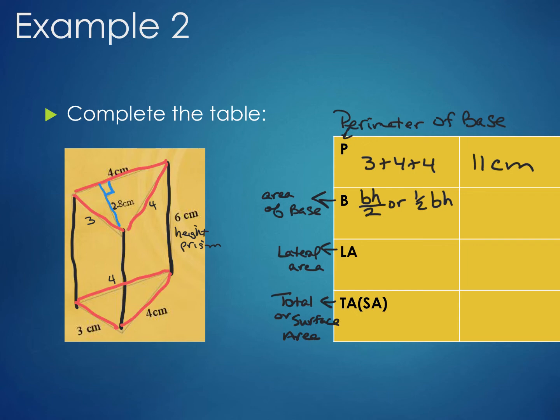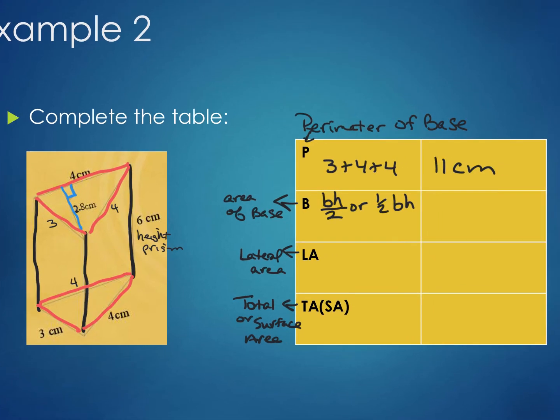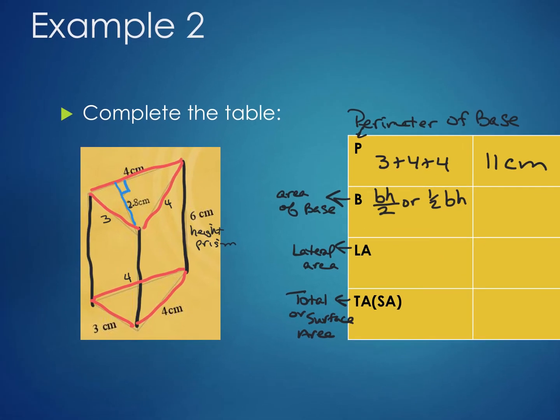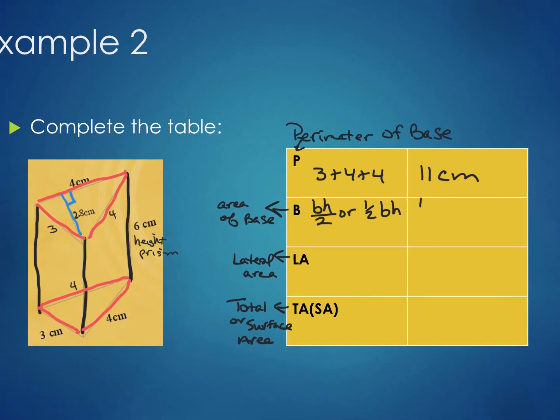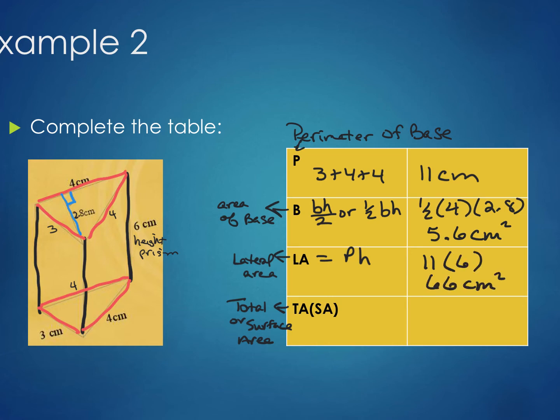Okay, so the base shape is a triangle, so the formula for area of a triangle is base times height divided by 2, or 1/2 BH. So I'm going to go ahead and fill in my numbers. My base is 4, and my height of the triangle is 2.8. So 1/2 base times height gives me 5.6 centimeters squared. Remember, the formula for lateral area is perimeter times height. The perimeter was 11. The height is 6. So it's 66 centimeters squared.